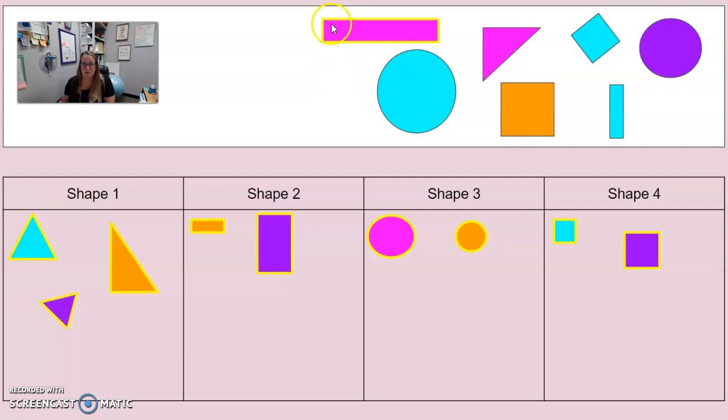What about this one? 1, 2, 3, 4. It has 4 sides, so I can put it over here, right? No. Why can't I put it over here?